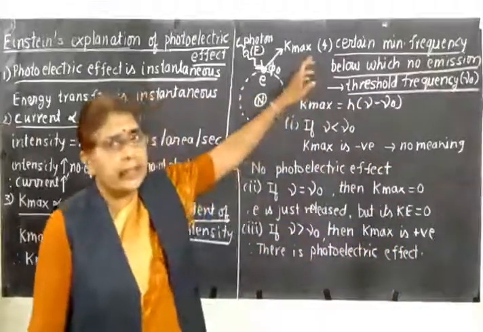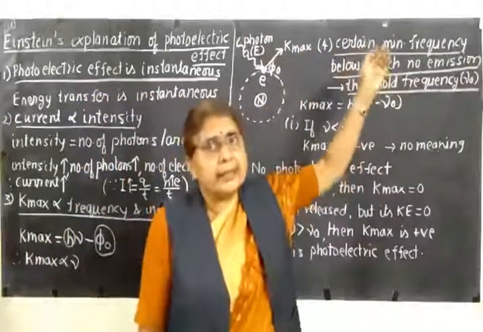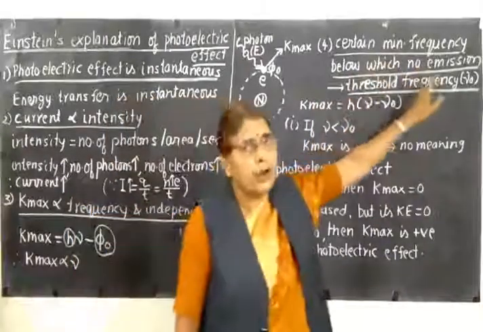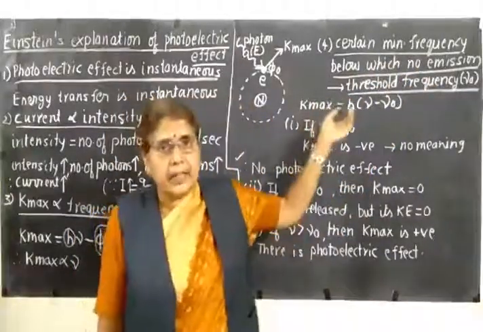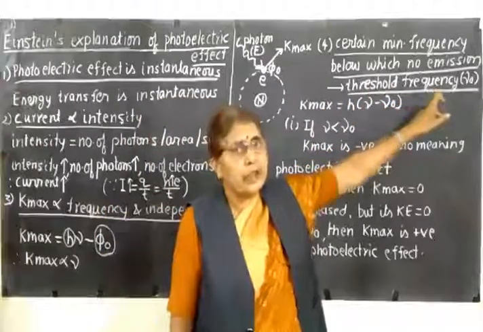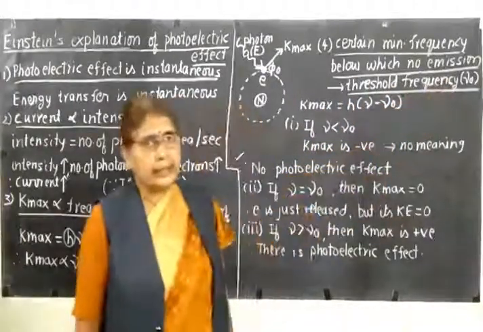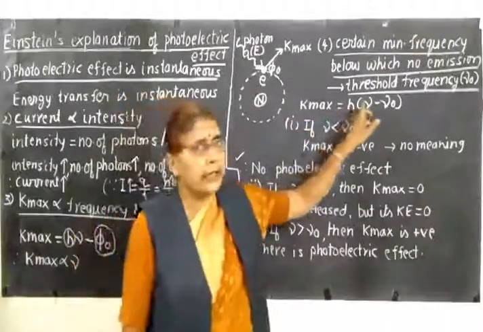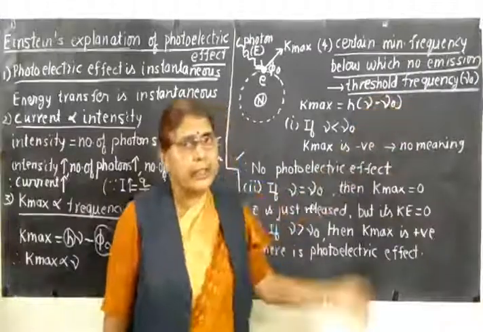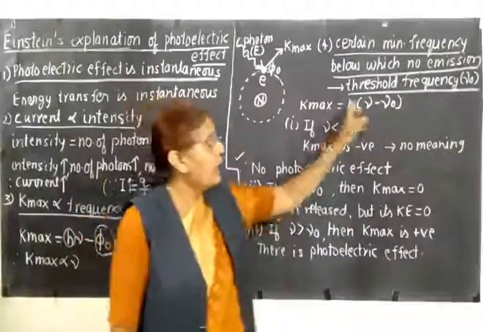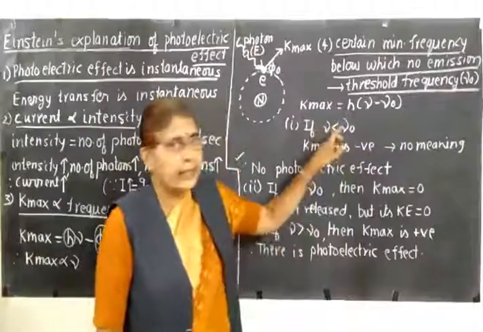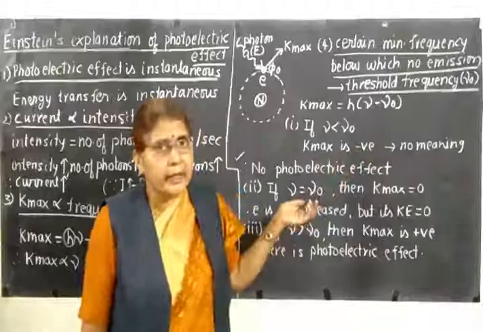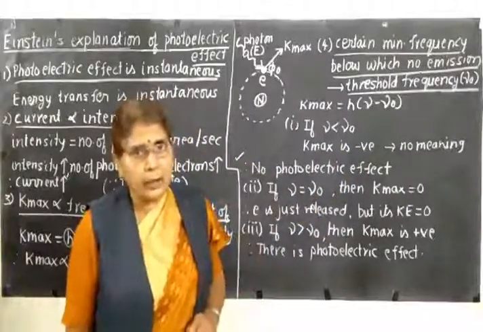Then the next observation is that for a given metal, there is a certain minimum frequency of incident radiation below which there is no photoelectric effect, and this minimum frequency is called the threshold frequency. So let us consider Einstein's photoelectric equation in another form. Kmax is equal to h into bracket nu minus nu 0. We have studied three different cases for that. First one, nu less than nu 0. If nu is less than nu 0, the difference is negative. Kmax is negative. This has got no meaning. Therefore, photoelectric effect is not possible.